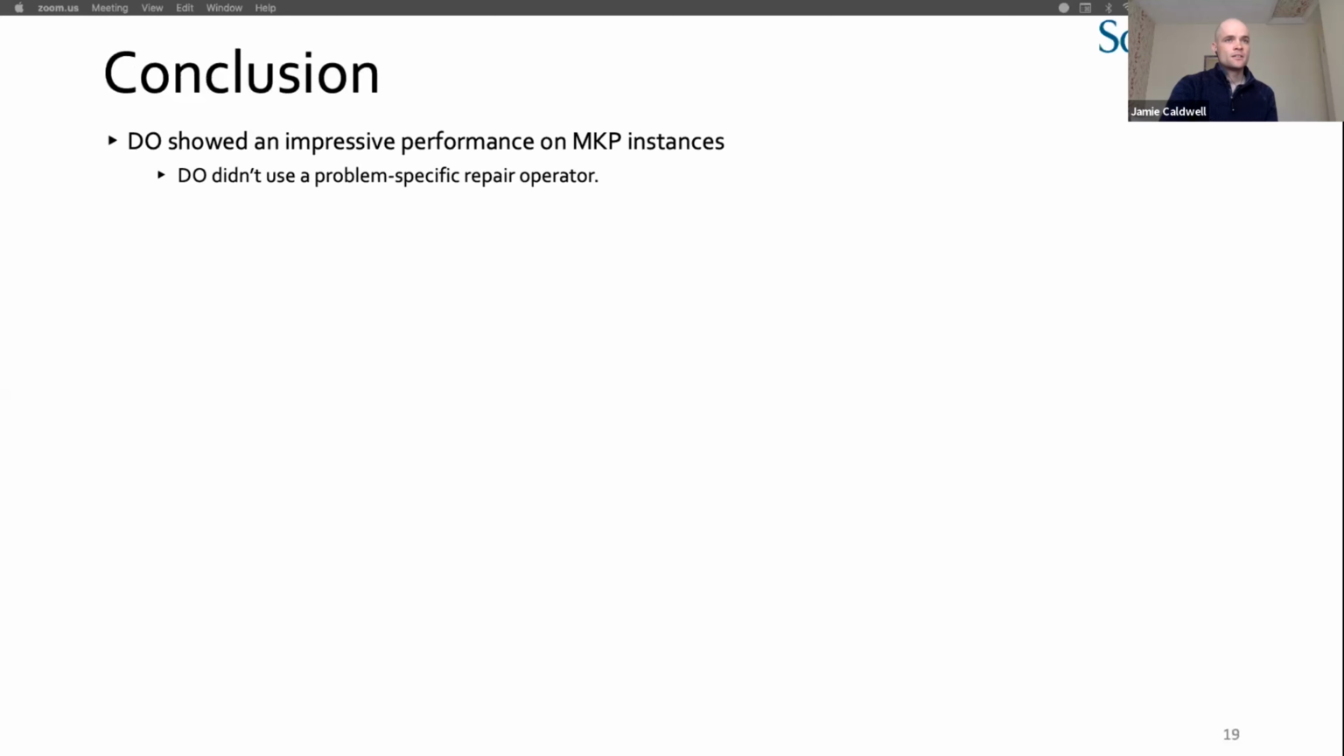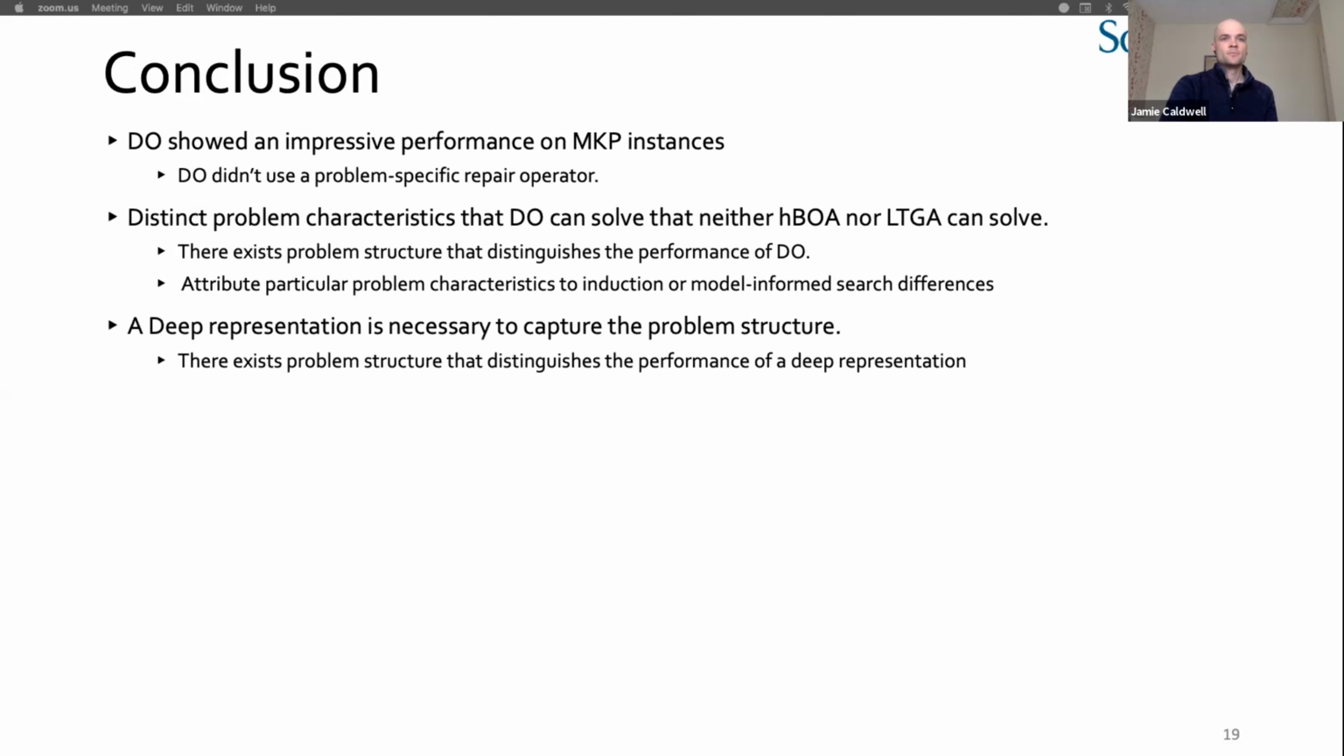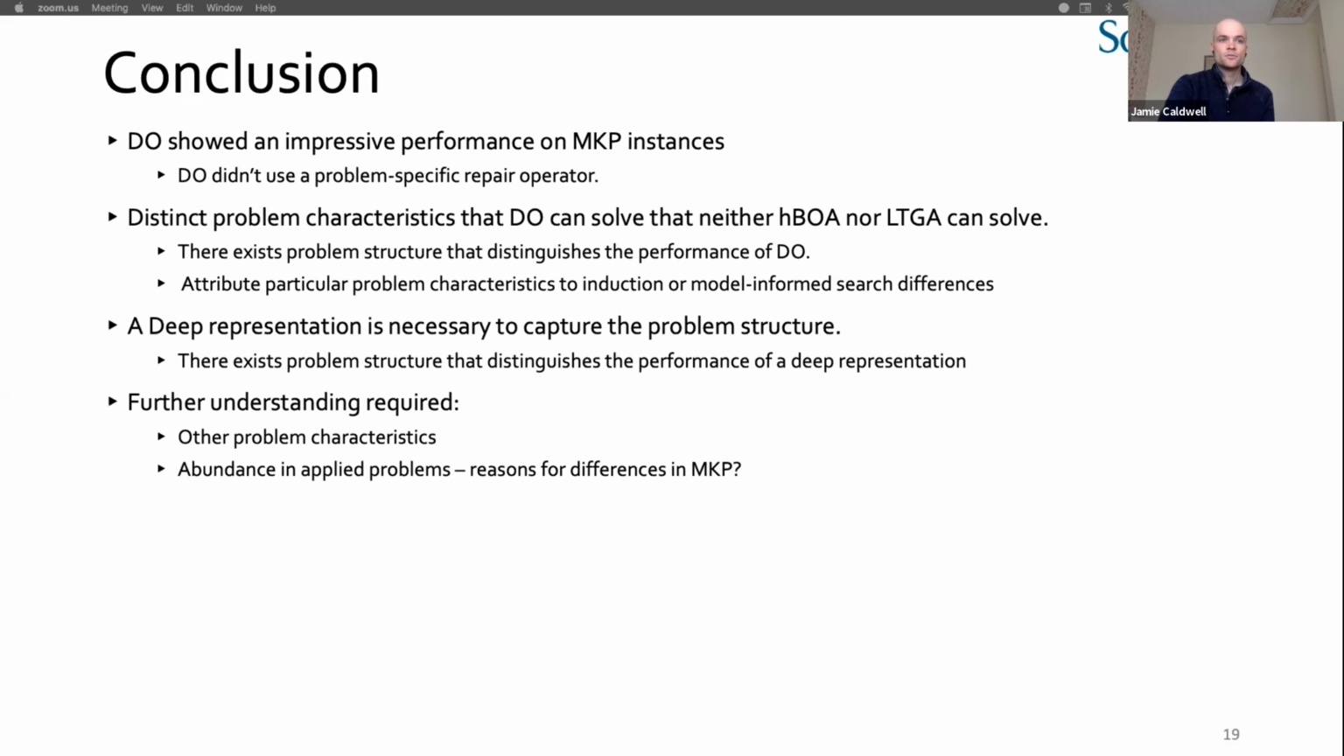So to conclude, deep optimization showed impressive performance on the random knapsack instances. We then found that there do exist distinct problem characteristics that deep optimization can solve that other state-of-the-art algorithms cannot solve. Further, there does exist problem structure for which a deep representation is required that a shallow representation cannot solve.